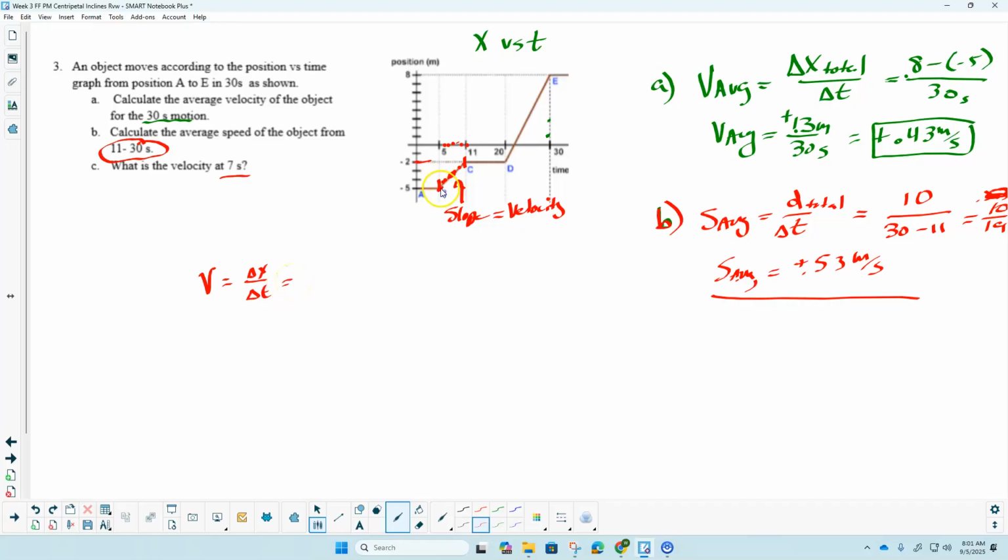It's starting here at -5 and going up to -2, so that's a gain of 3. And then over here, it's going from 5 to 11 over that time period, so that's 6 seconds of time. So 3 divided by 6 is 0.5 meters per second. And it would be positive. So that is the velocity at that moment, because all these velocities on this line are moving at a constant velocity, so they're all the same.